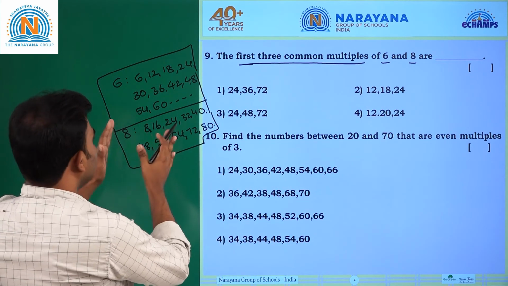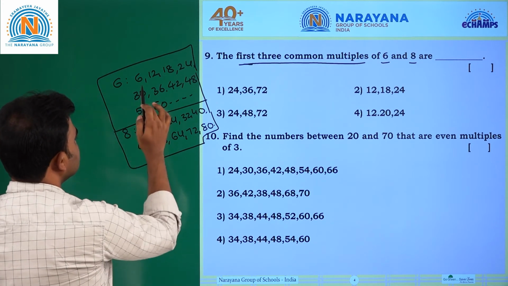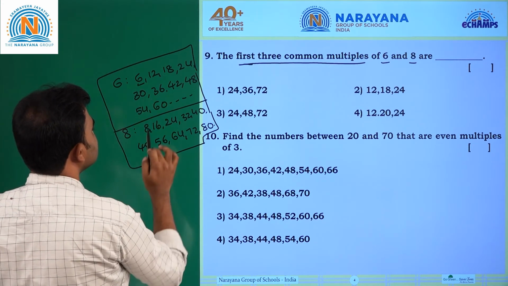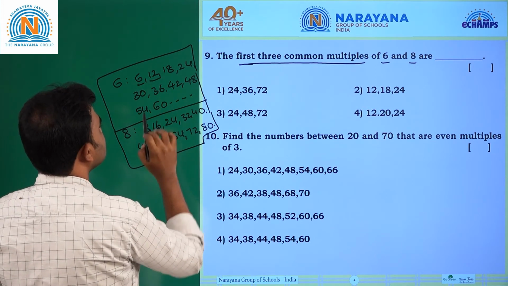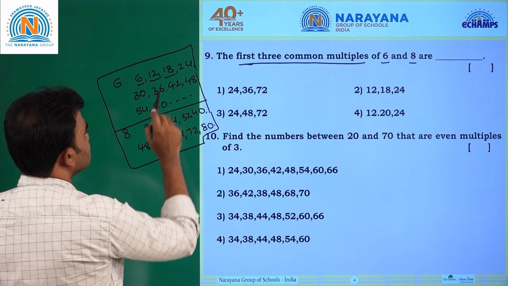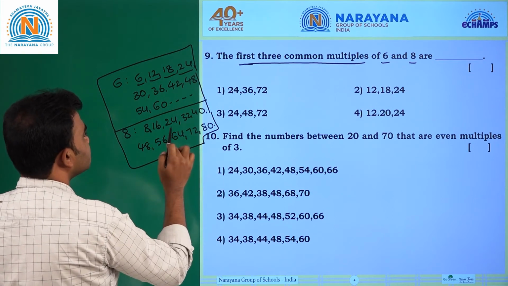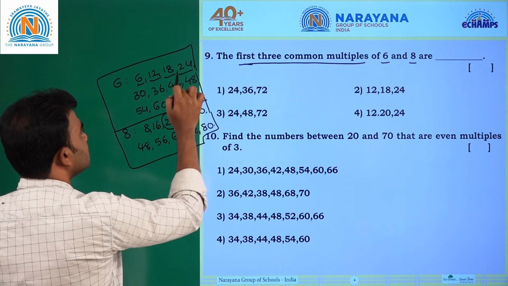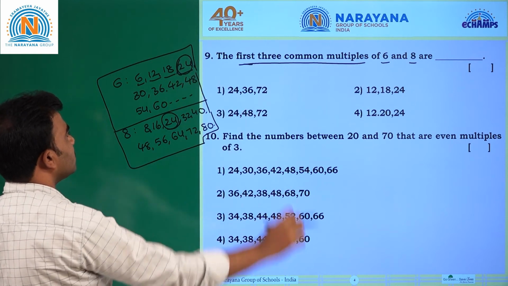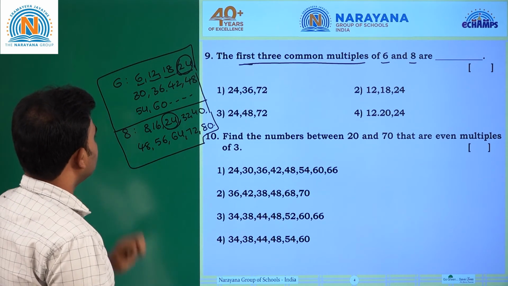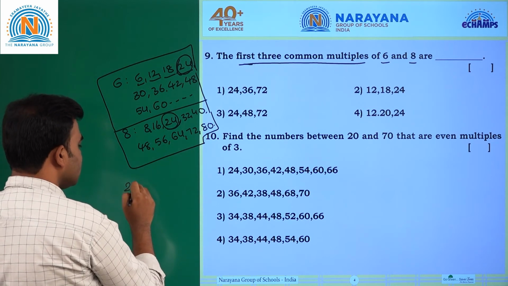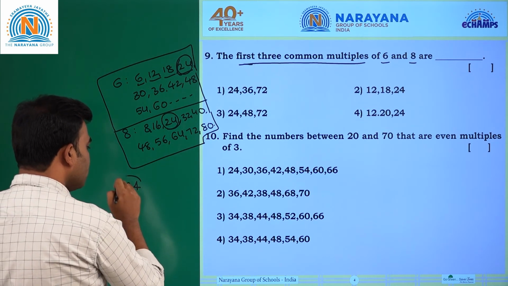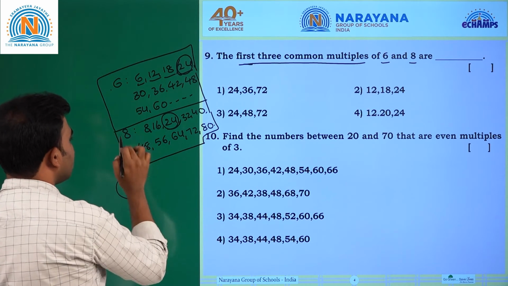What are the common multiples of 6 and 8? See, what are the common multiples? 6 is not a common multiple of 8. 12, it is also not there. 18, also not there. 24, yes, 24 is there. This 24 is a common multiple of 6 and 8. Now this is the smallest common multiple of 6 and 8.